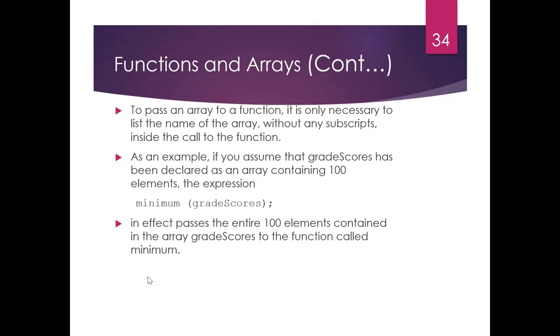As an example, if you assume that grade scores has been declared as an array, grade scores is an array which contains 100 elements. Just simply you can pass this grade scores array into a function like that. Here minimum is a function. You pass this grade scores set here, just only mentioning the name of the array. That works. In effect, it passes the entire 100 elements contained in the array grade scores to the function called minimum. There is a function called minimum. We pass that grade scores array into that minimum function.